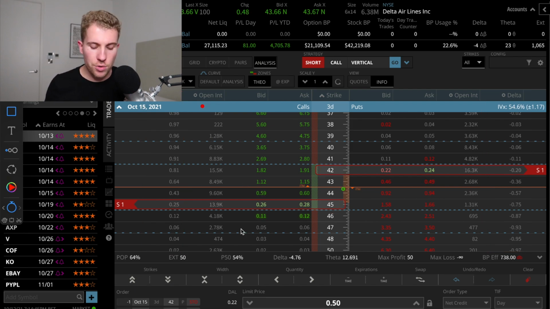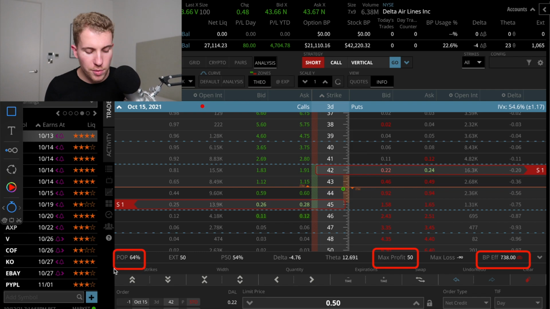So I created my order. You can see that I would make basically a max profit of $50 on that trade. It would take a buying power effect of $738, and I have basically a probability of profit of 64%. But obviously I'm going to only be there for one day, so I'm going to sell my strangle right now, and tomorrow when the market opens, normally if the stock stays within my profit zone after the earning announcement, then we'll see the volatility going down, meaning that option prices are getting cheaper, and so that means a profit for me.